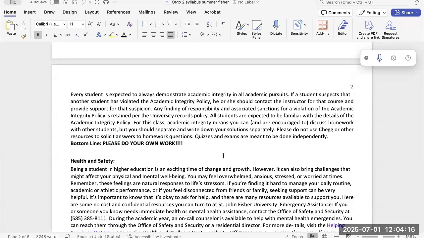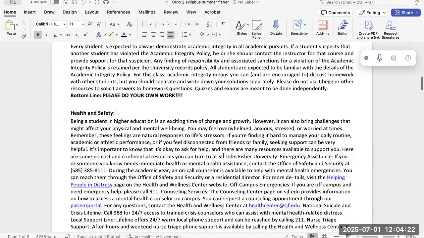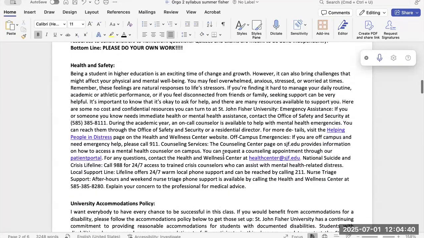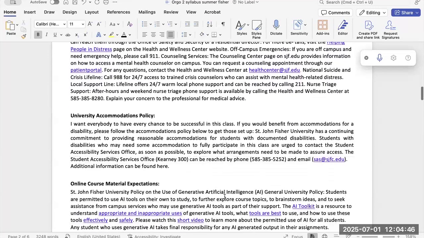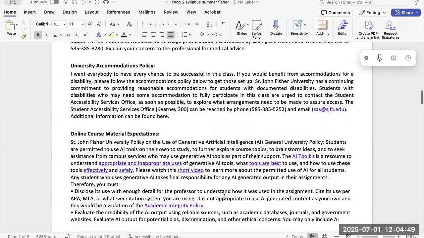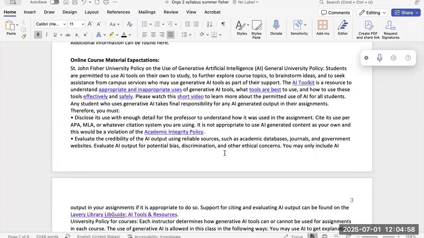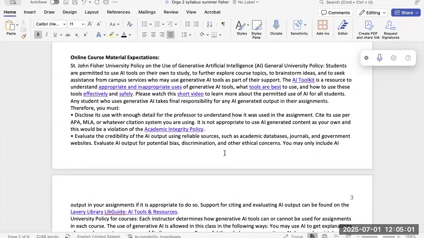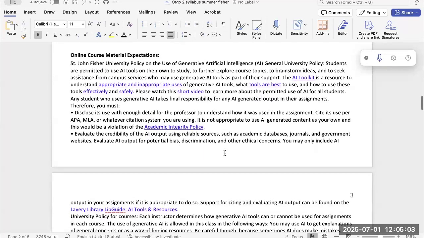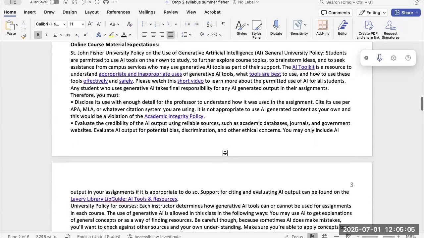And so I do not want you to start relying on any other sources besides your own brain and your own intellect. So you can read through the health and safety note there, but because we're not going to be on campus, this should probably not come into play. If you need accommodations for any reason, please let me know and I will make sure that that happens. There is a special paragraph written here for online course material expectations, and so I'll let you read through those as well.